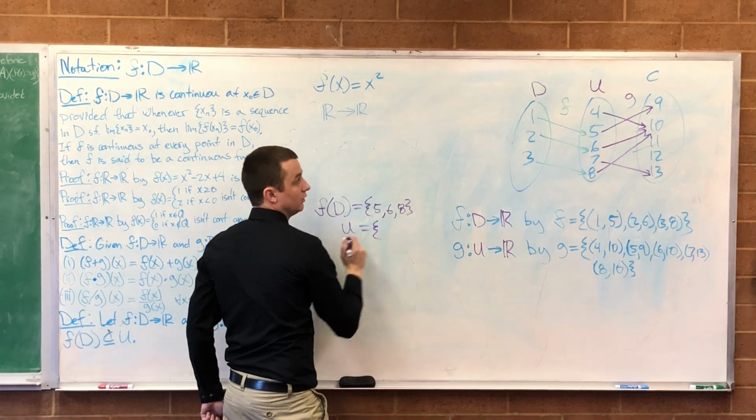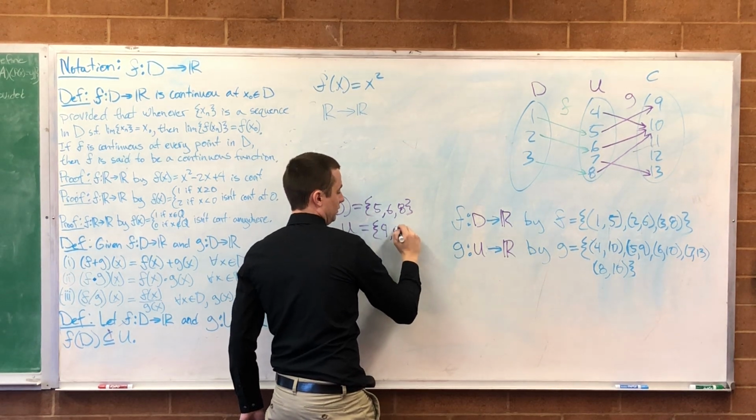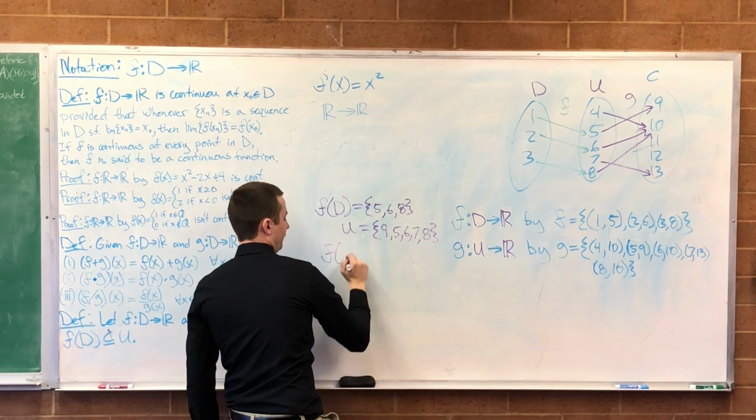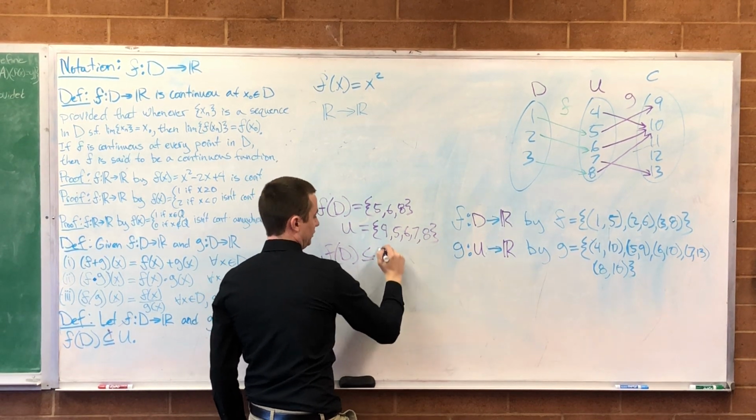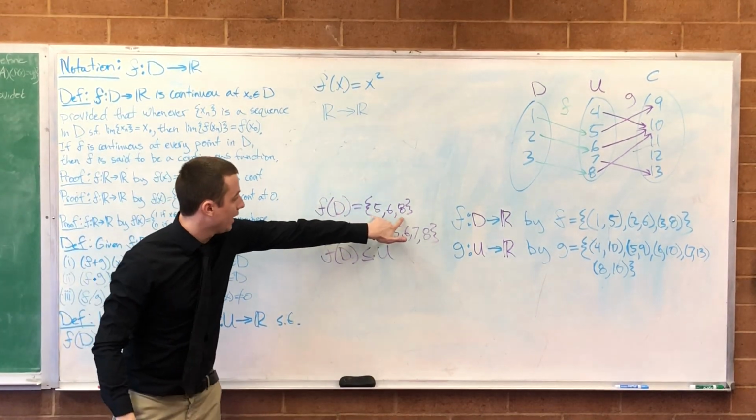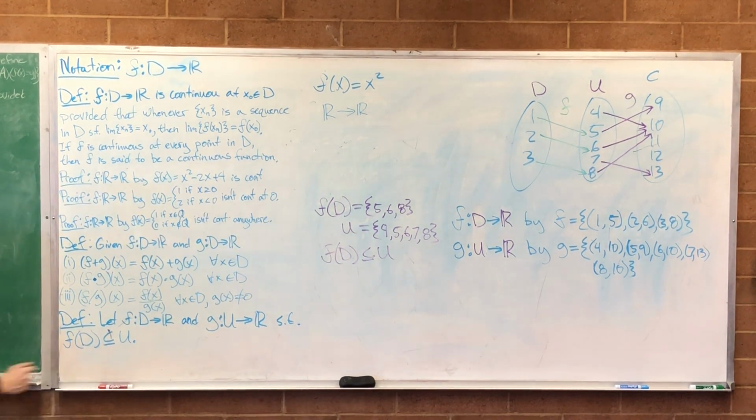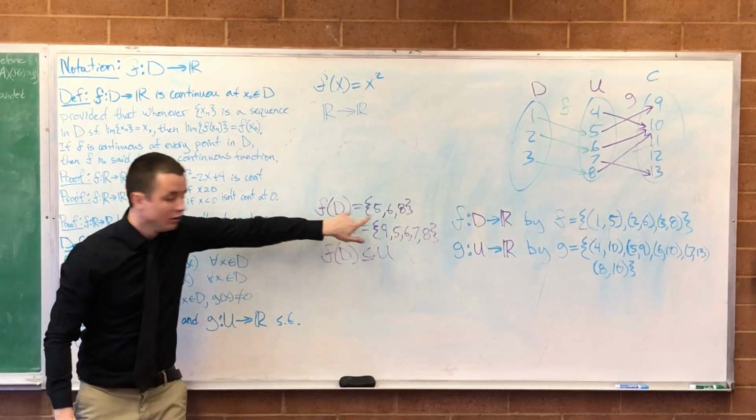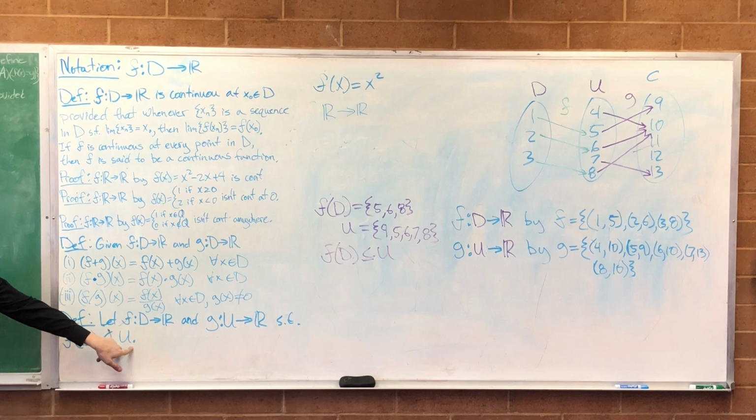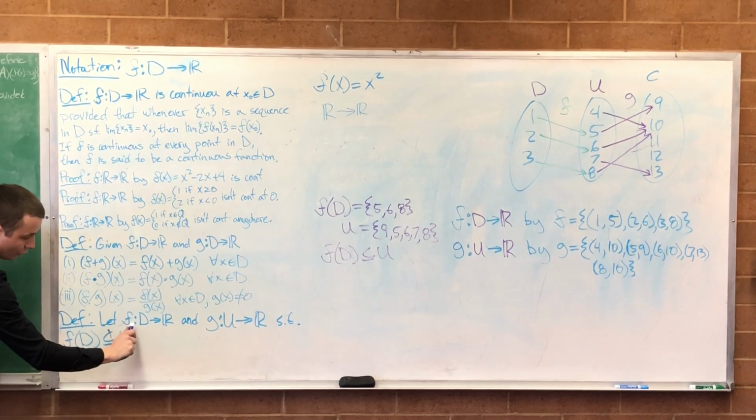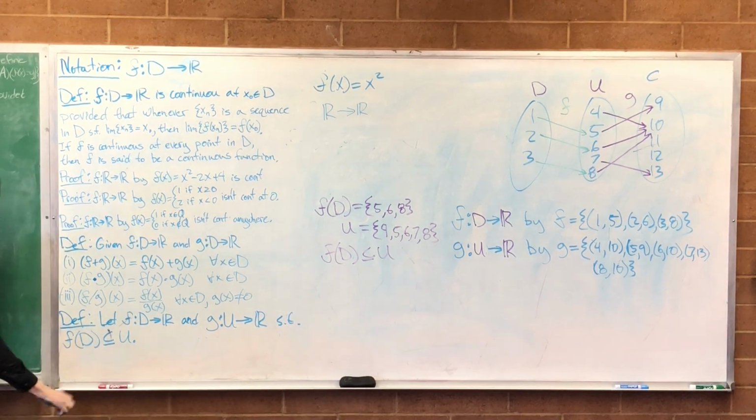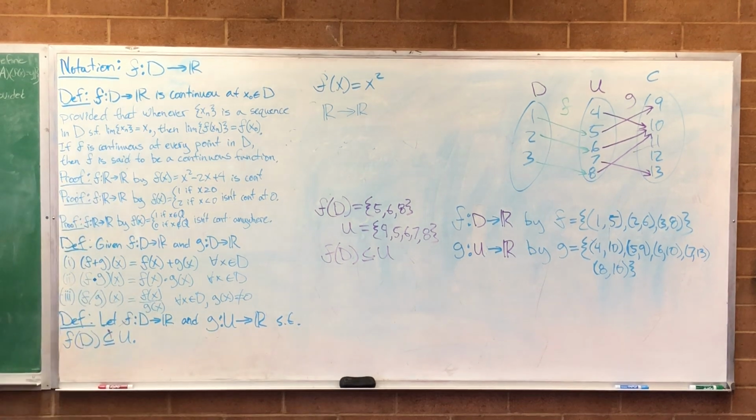U is equal to the set 4, 5, 6, 7, 8. So we have f of D is a subset of U. All the things f maps to are in U. So f maps something from D, wherever it maps it to, it turns out it is in U. So then g could then take it and map it from U somewhere else.